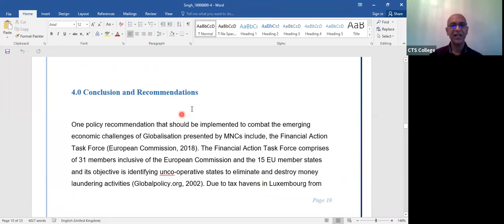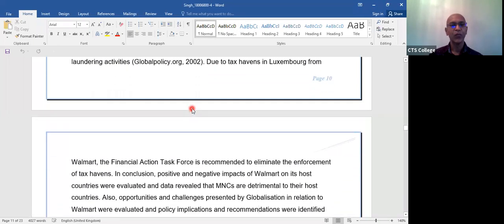In the conclusion and recommendation section, we saw an example of good practice. What would have been better is if the student had discussed two recommendations and given actual real-world examples of where this recommendation has been implemented, in which country, and what has been the outcome.